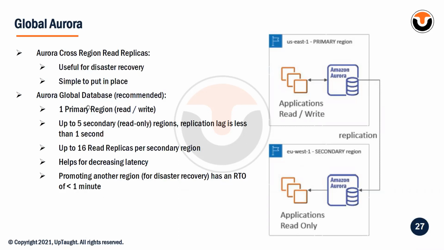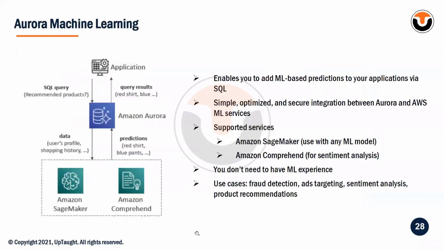So the default recommendation, as you could see, is one primary region for read and write, and up to 5 secondary regions for read-only database replication. Okay, so this is a recommendation. So let's talk about ML, machine learning. How does it come to Aurora?